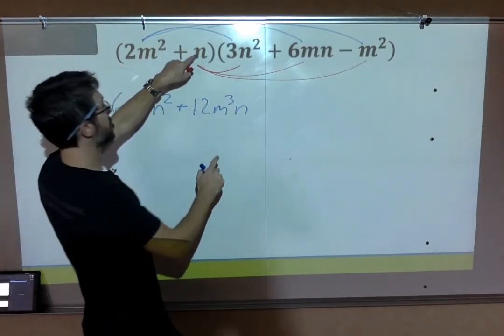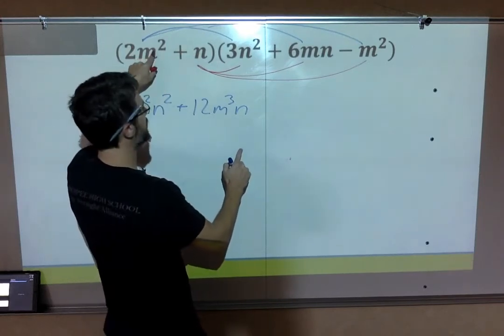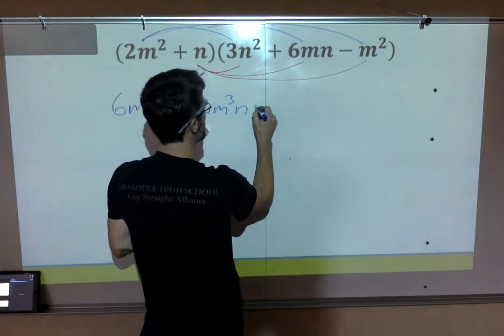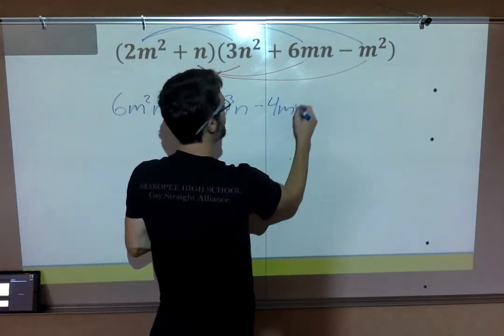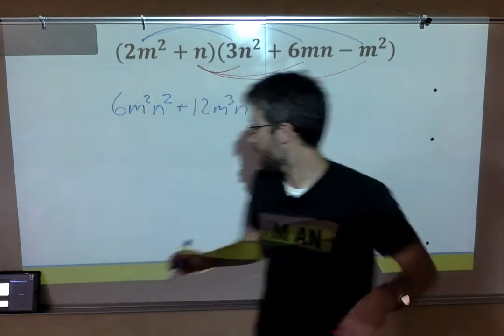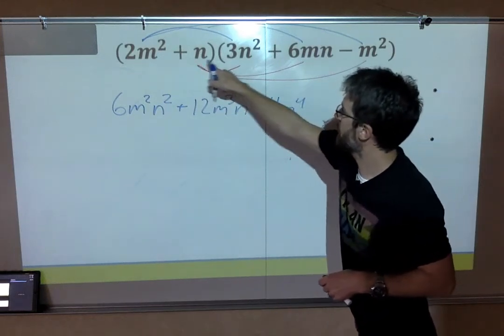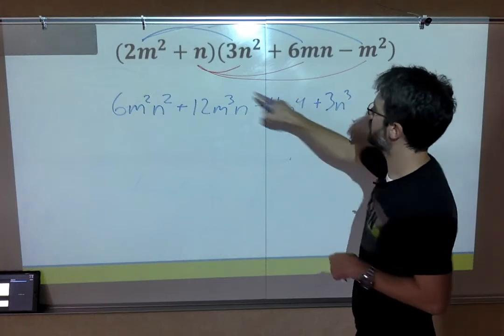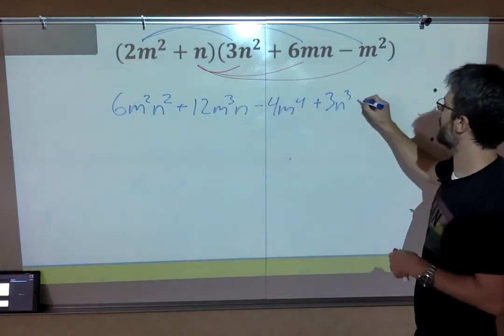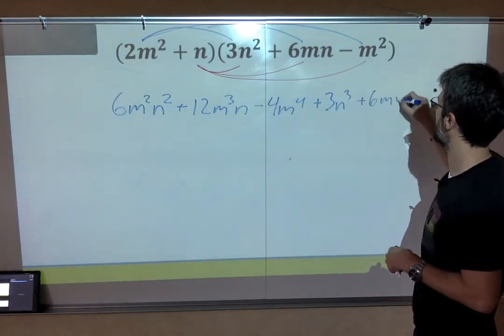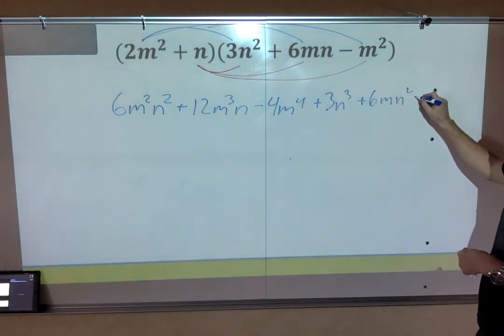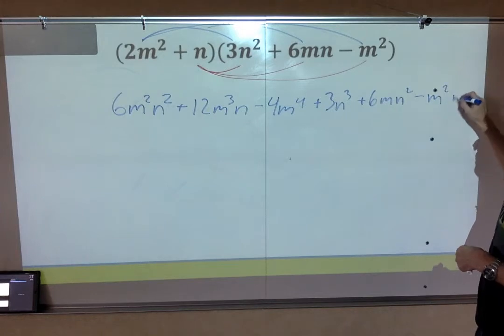And then 2m squared times negative m squared makes a minus 4m to the 4th. Then taking on the red ones, n times 3n squared is plus 3n cubed, n times 6mn is 6mn squared, and n times negative m squared is minus m squared n.